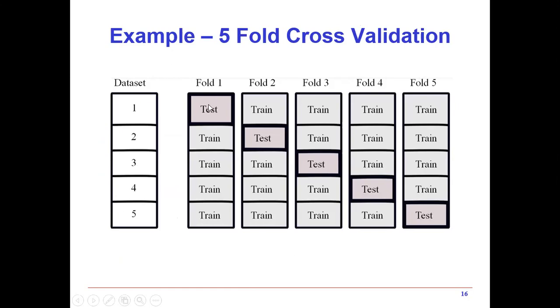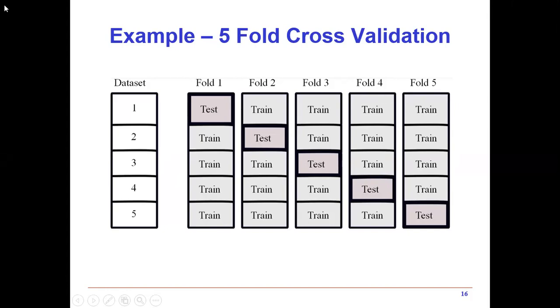In fold one, one part is taken as test data, and the remaining 4 parts are taken as the train set. Now in fold 2, we take the second part as the test set and the rest as the training set. In fold 3, the third part is taken as the test set and the rest is the training set. In the same way, in 5-fold, each time one partition of the data set is taken as test data and the rest of the partitions are taken as train data.